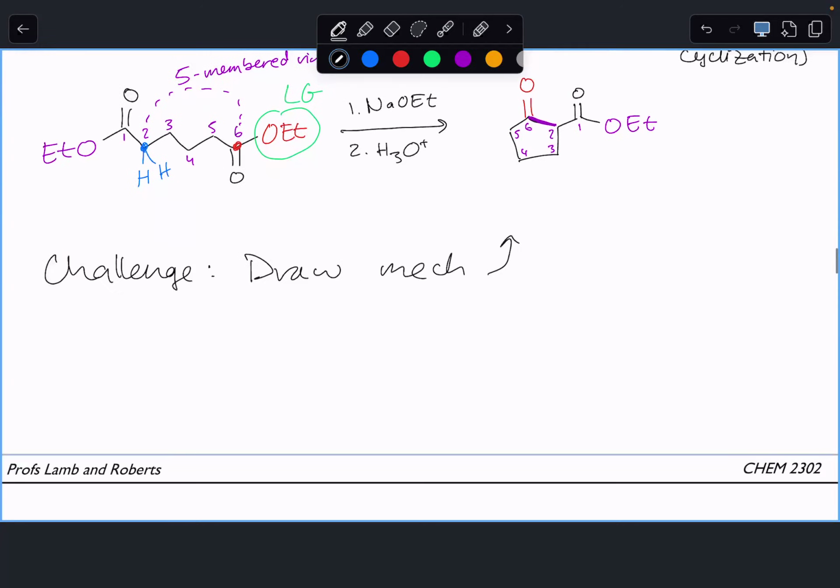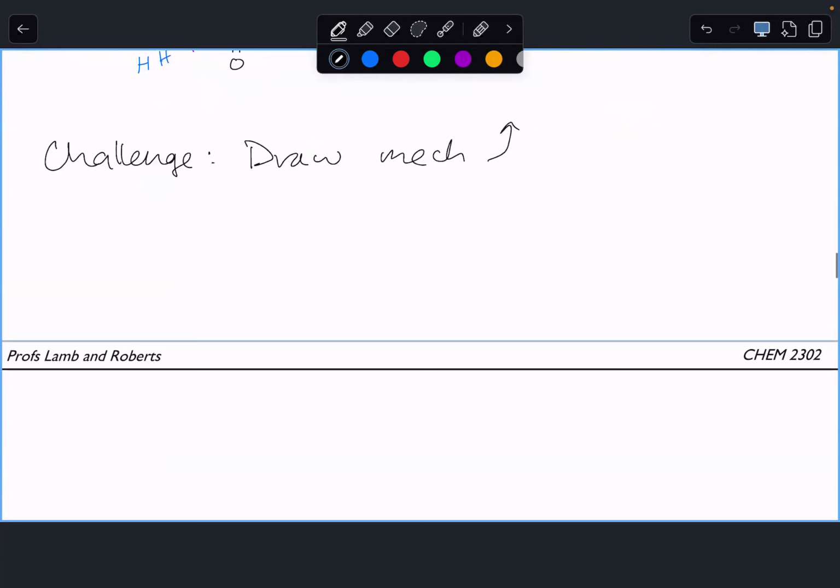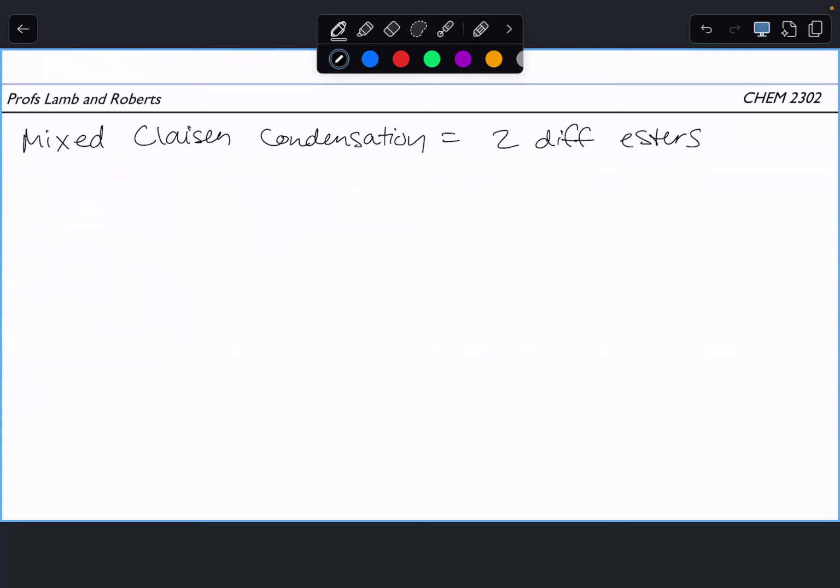So similar to the mixed aldol, right? It is two different reaction partners. So the mixed Claisen, so two different esters. And in general, to get this to go and get one major product, you want one partner to not have alpha protons. So only one of the partners can form the enolate.